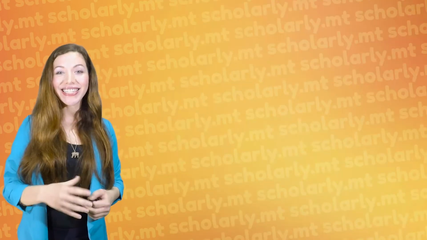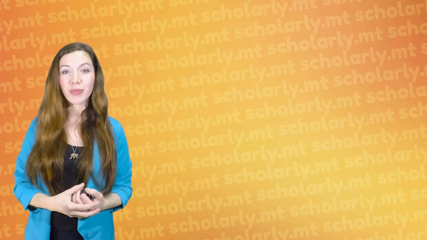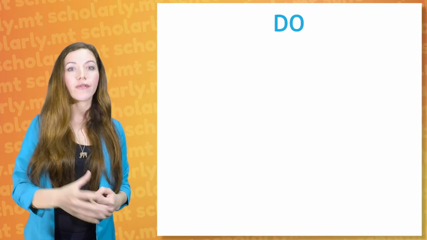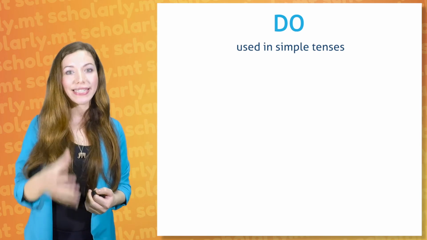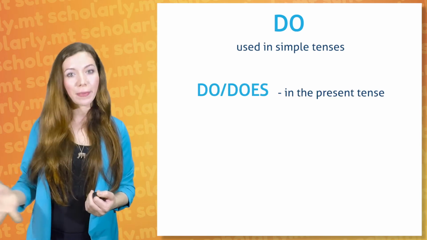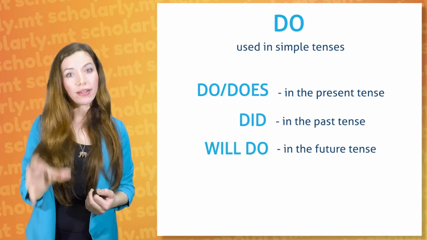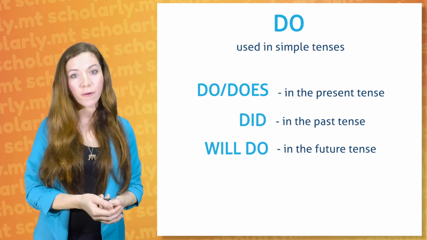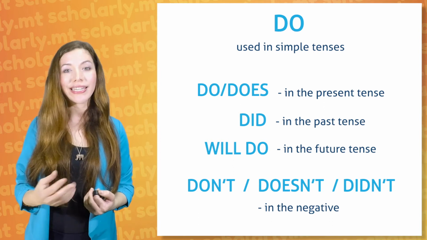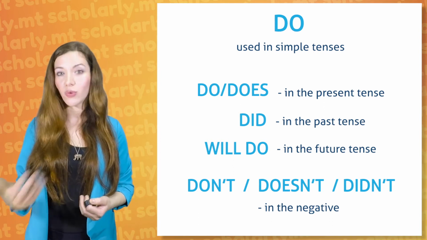Okay, so let's have a closer look at these auxiliary verbs. Let's start with do. As we said before, do is the auxiliary verb that is used in simple tenses in English. So we use do or does in the present tense, did in the past tense, will plus do in future forms. In the negative, we would say don't or do not, doesn't or does not, and didn't in the past or did not.